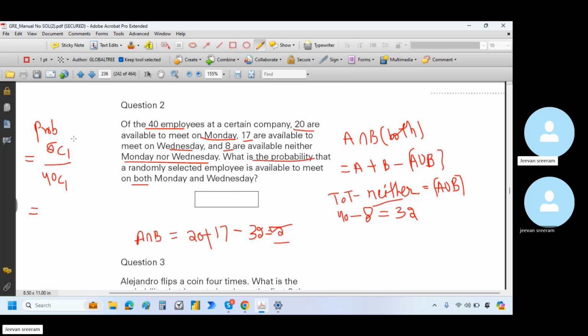The event is selecting one employee out of the total number of employees, that is 40 employees. So 40C1, 5 by 40 is 1 by 8. It has not been given as a fraction, so you should write it as a decimal: 0.125 is the right answer. Clear? It's a numeric entry question, so the answer must be written directly in the box provided.